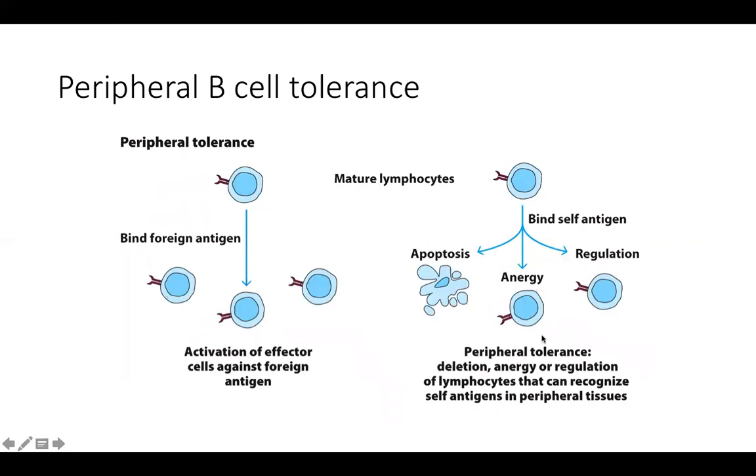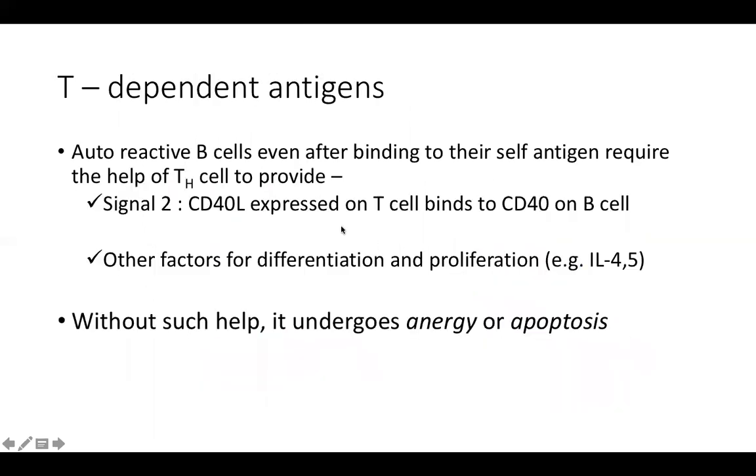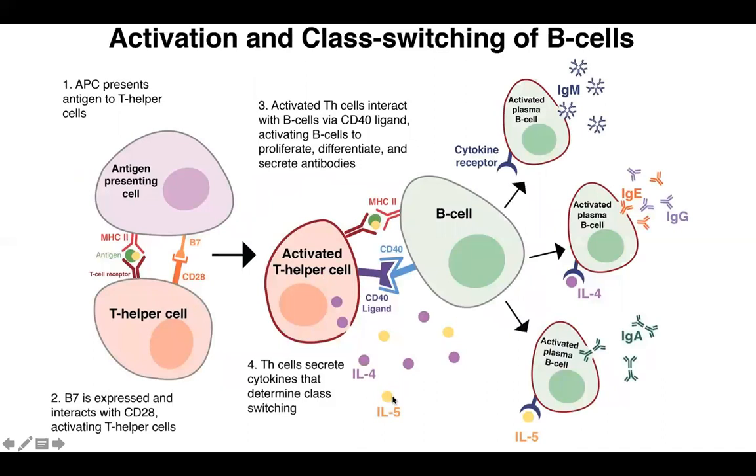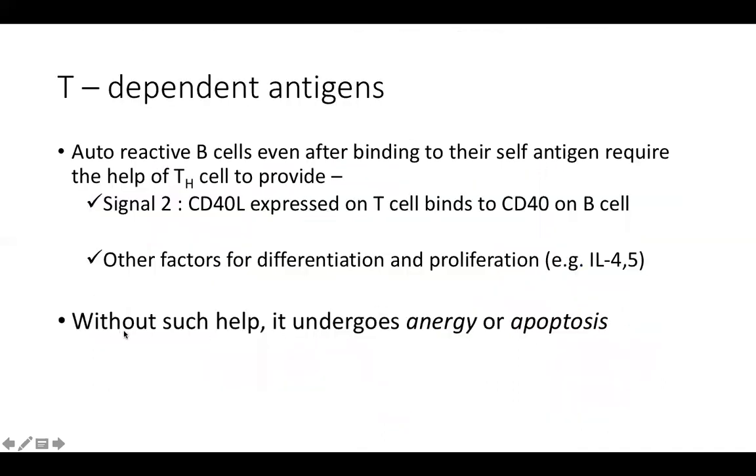So I was discussing that apoptosis, anergy, and regulation are the three mechanisms of peripheral B cell tolerance. For T-dependent antigens, autoreactive B cells, even after binding their self-antigen, require the help of Th cells to provide signal 2, CD40 ligand, and also other cytokines, interleukin 4, interleukin 5, which also come from the T cell. Without such help, the B cell undergoes anergy or apoptosis.